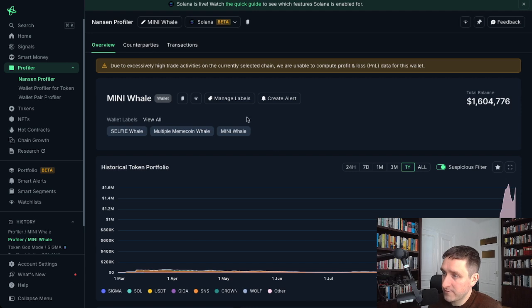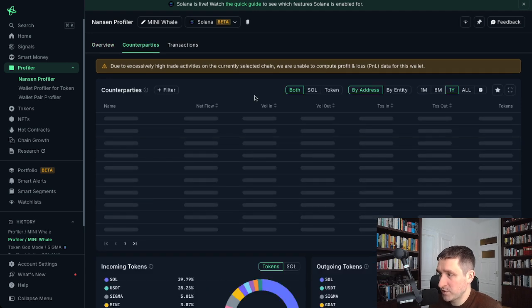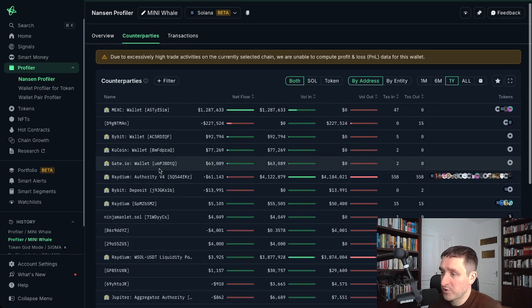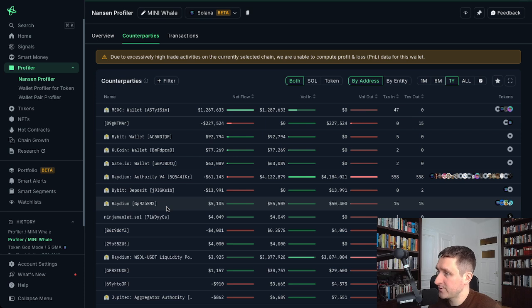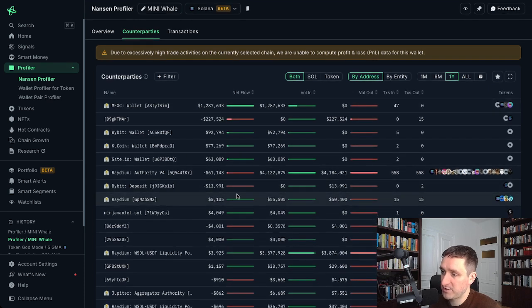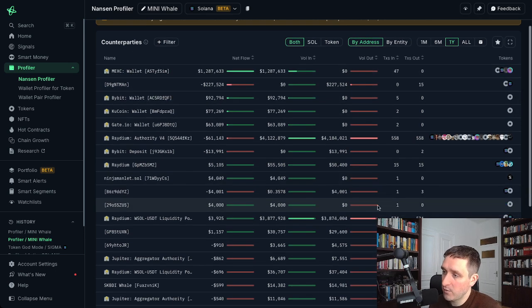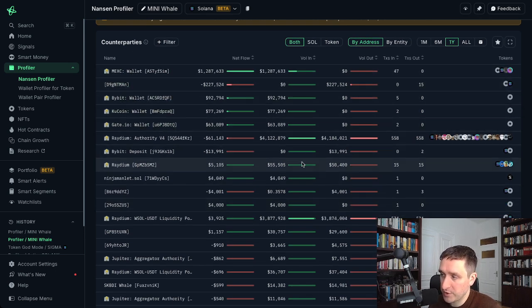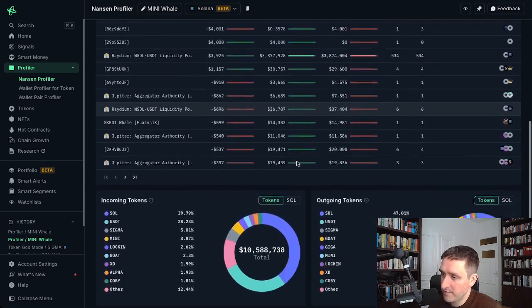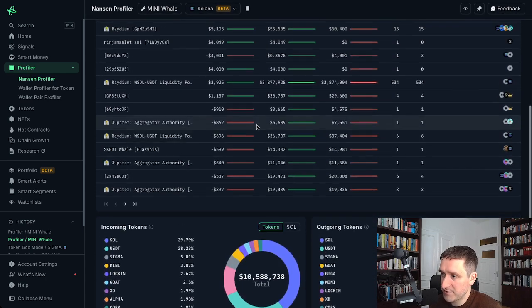So that's one thing. You can also look at the counterparties, which is great. So those are other wallets that might be connected to this particular wallet. It doesn't mean that's the same person, but for example, there were transactions with this particular wallet. So for example, you have a MEXC wallet, meaning that probably this wallet was mostly funded by MEXC, or the money went to the MEXC wallet. Same with Bybit, KuCoin, Gate.io. So that's one thing.